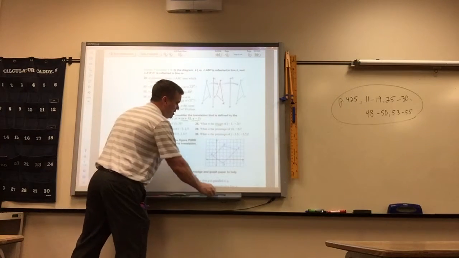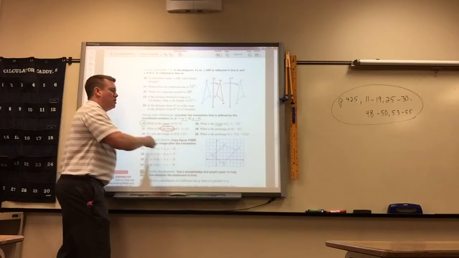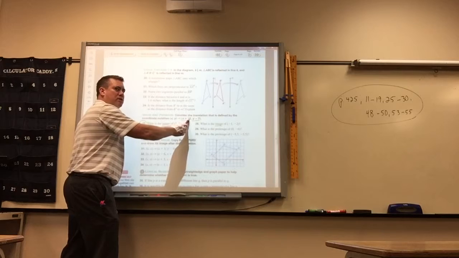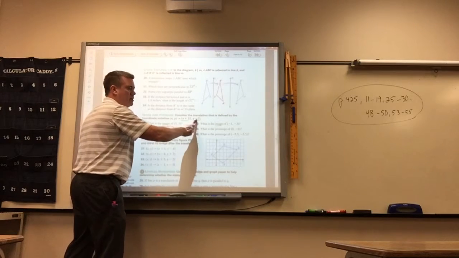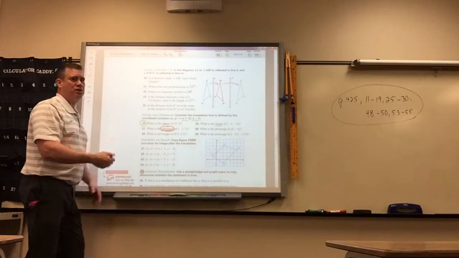but then they throw in these. What's the pre-image? So you got to go backwards. So instead of adding 12, you would subtract 12 and then add 7. So when they ask for the pre-image, that means original, so you got to do it backwards.